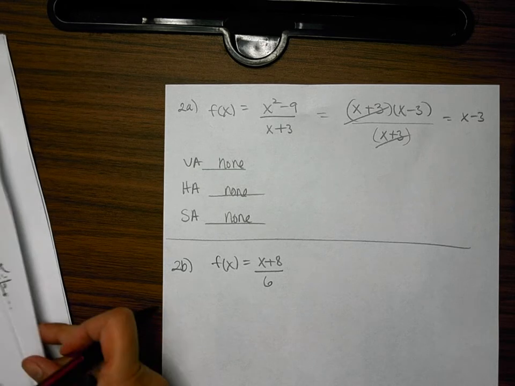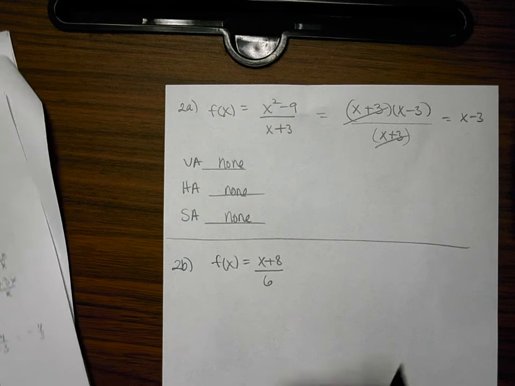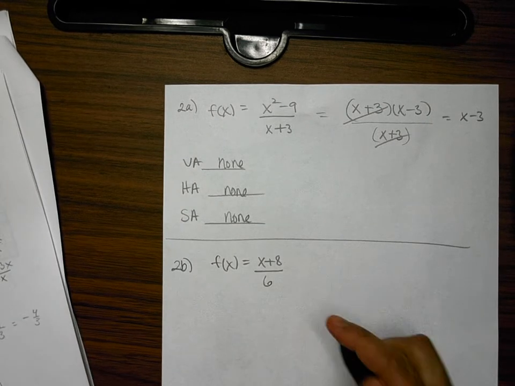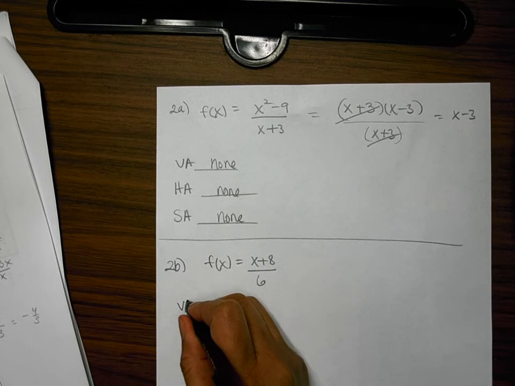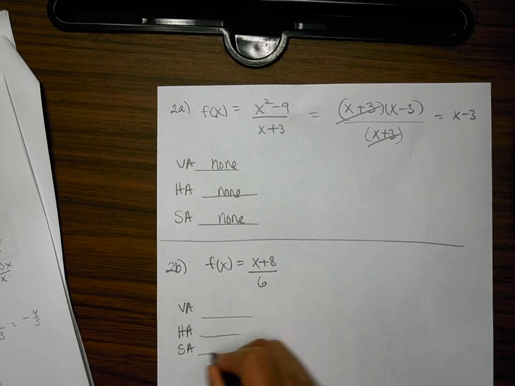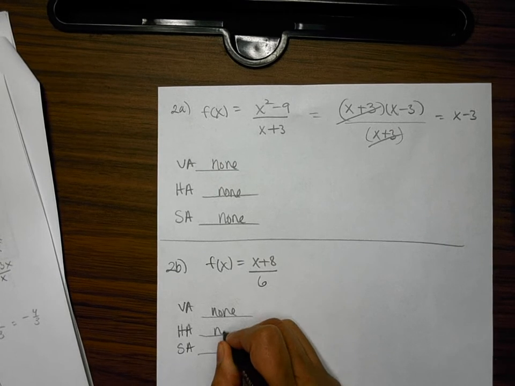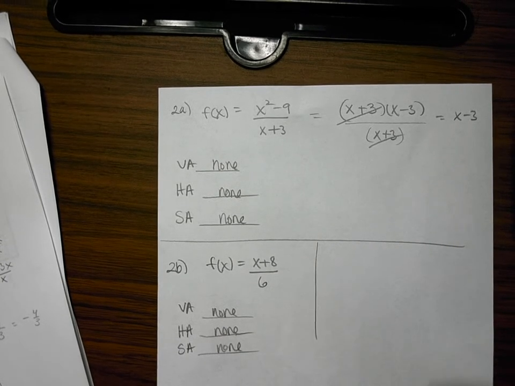2b, f of x equals x plus 8 over 6. Taking a look at that one, there's no simplifying to do, there's no reducing, but there's only a 6 at the bottom. There's no variable at the bottom, so once again, your VA, your HA, and your SA are all none. None, none, and none. When there's no variable at the bottom, they're all none.